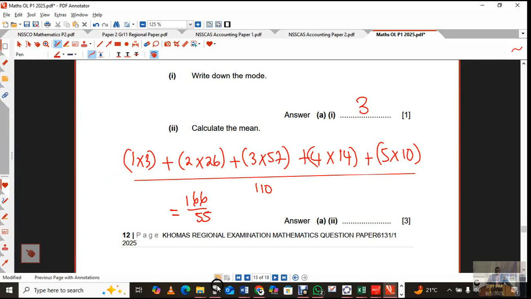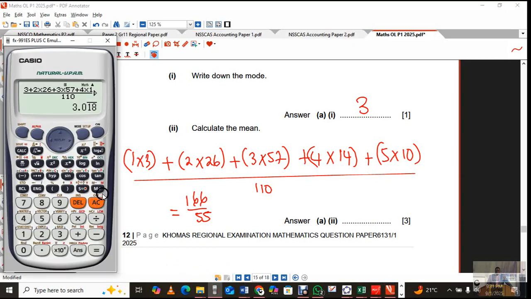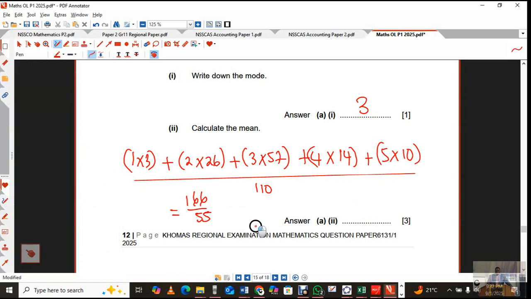Okay, and then you can actually give your answer to that, which goes on and on and on. Okay, I'm just going to make this 3 and 1 over, so the mean is very close, so I'm going to make that improper, I mean a mixed number. 3 and 1 over 55, acceptable answer. So it's very close, the mean is very close to the mode.